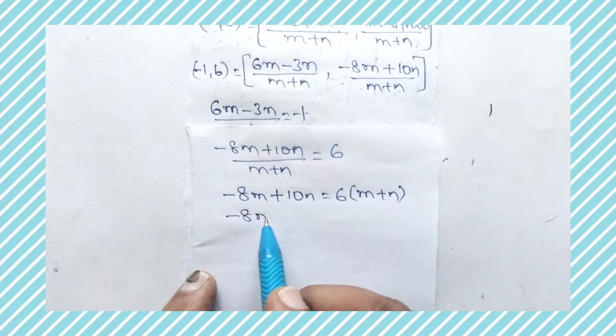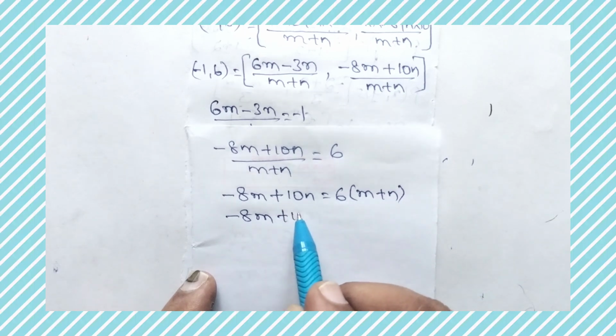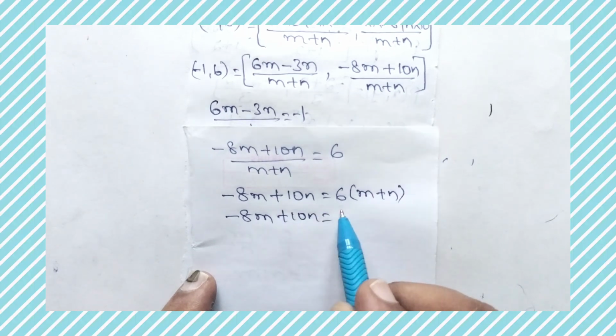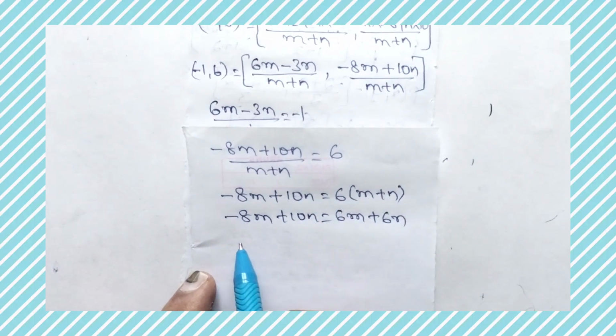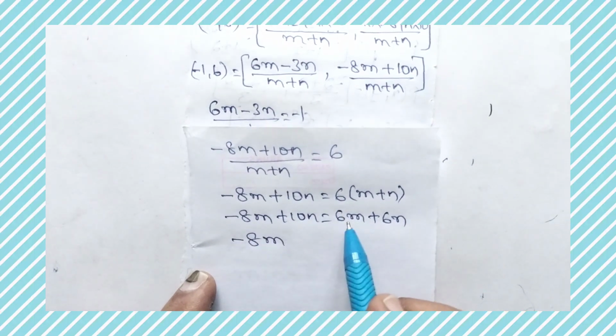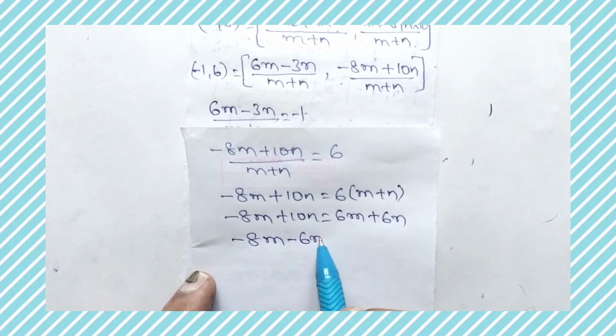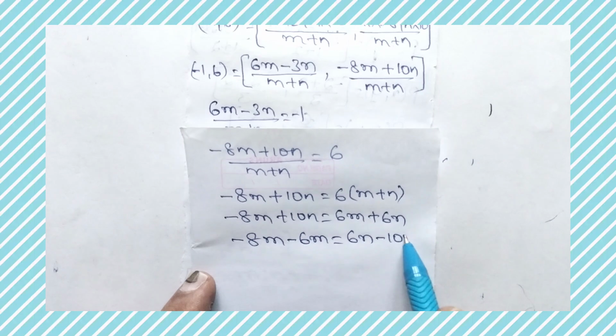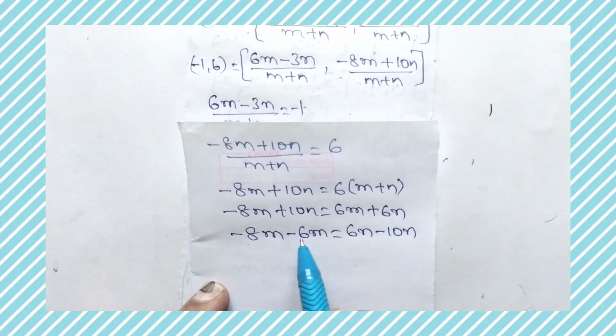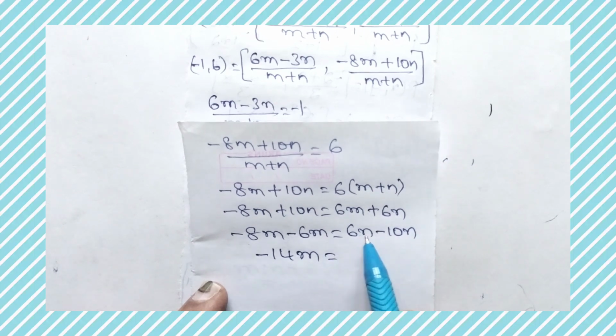So minus 8m plus 10n is equal to 6 into m, 6m, plus 6 into n, 6n. So minus 8m you bring this side, minus 6m is equal to 6n, you shift this side, minus 10n. Minus 8m minus 6m is minus 14m, 6n minus 10n is minus 4n.